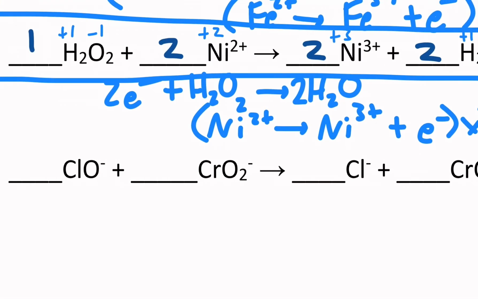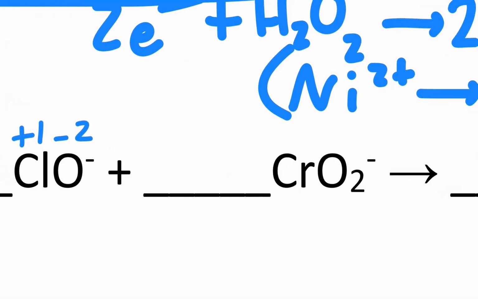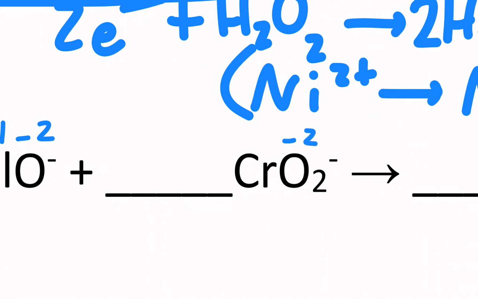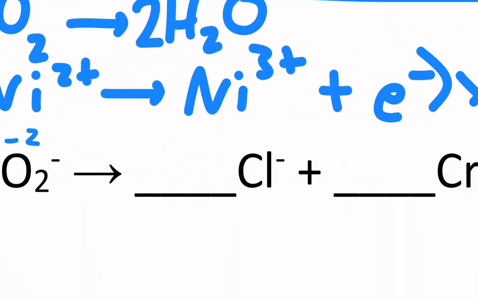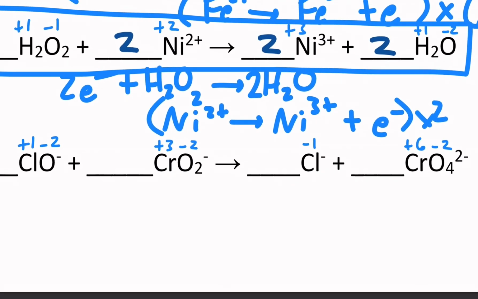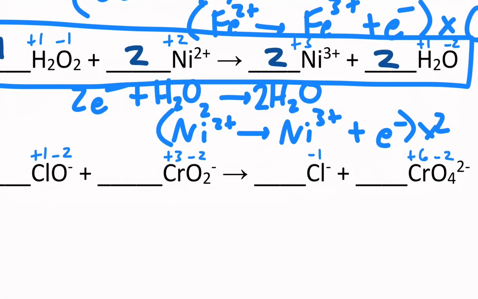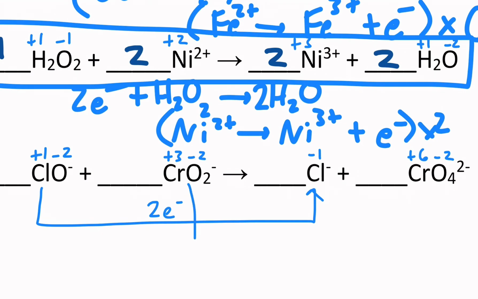Okay, last one. First, oxidation states. I'm going to try to make this one even more abbreviated, and I'll show you how. Oxygen is -2, therefore chlorine is +1. In this chromium ion, oxygen is -2, so the chromium is +3. Chloride is -1. And then chromate, oxygen is -2, so chromium is +6. Now, I'm not even going to write out the half reactions. I am just going to sketch the electron change that kind of goes with each. Each chlorine changes by 2 electrons, and each chromium changes by 3 electrons.